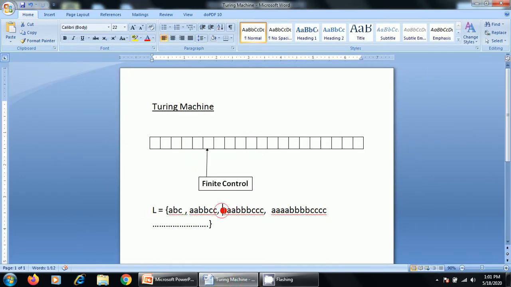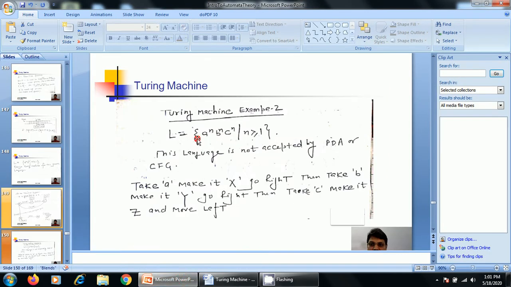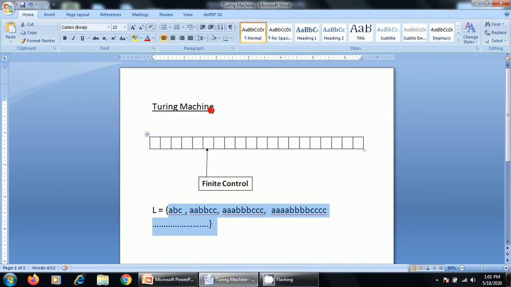3 times a, 3 times b, 3 times c means a followed by b and b followed by c, meaning equal number of a, equal number of b, and equal number of c, and all a, then all b, then all c in every string should be there. If n equals 4, it means 4 times a, 4 times b, 4 times c is a string. This is a set of strings, and this set of strings is called the language L equals a power n, b power n, c power n such that n is greater than or equal to 1. The question is to design a Turing machine for this language.